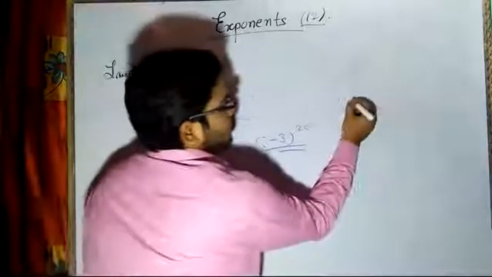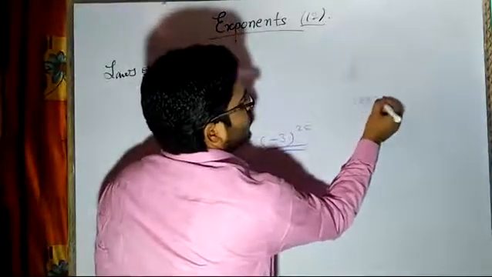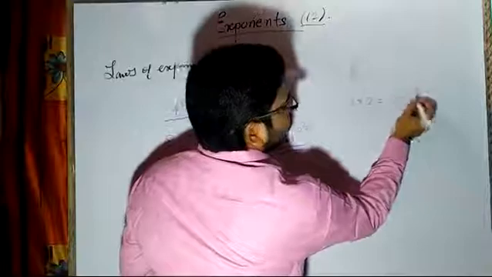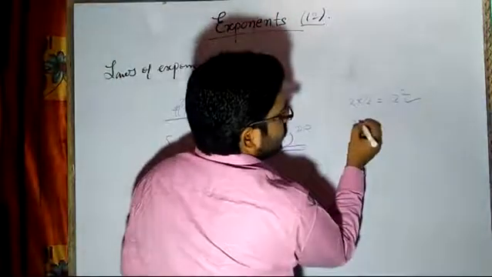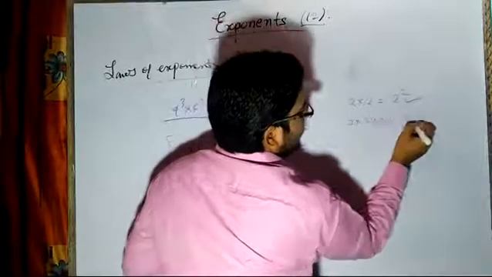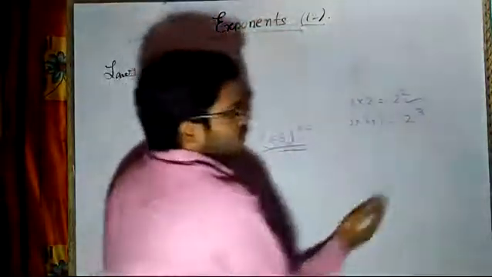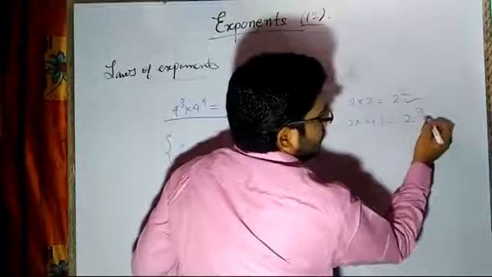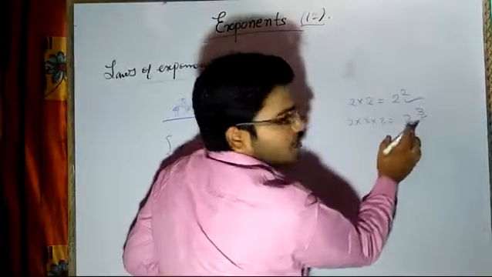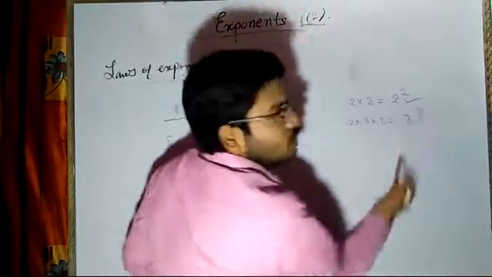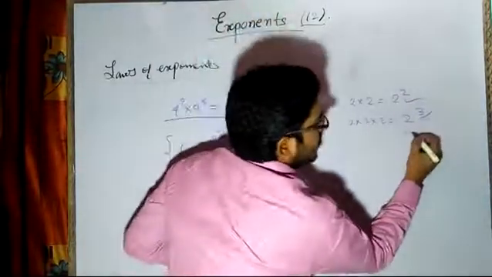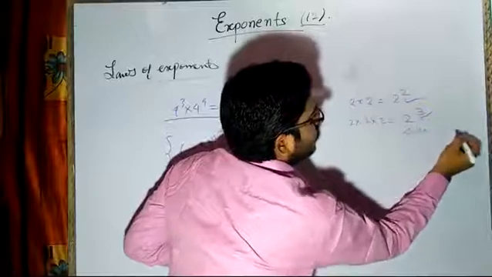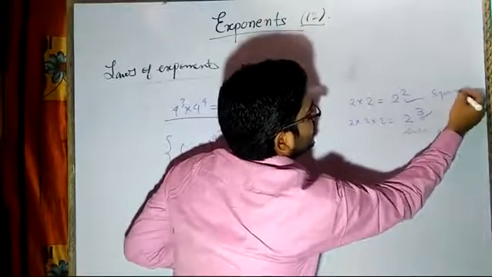Suppose I have 2 multiplied by 2. So this will be 2 raised power 2, right? So this is called 2 square. If I have 2 into 2 into 2, this can be written as 2 raised power 3. So this is called the cube of a number. This is read as 2 raised power 3, or you say this is the cube of 2. This is read as 2 raised power 2, the square of 2.